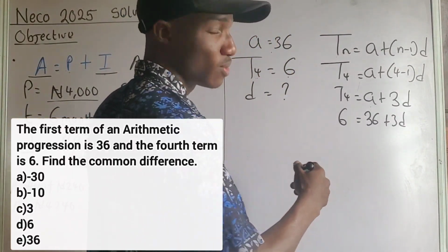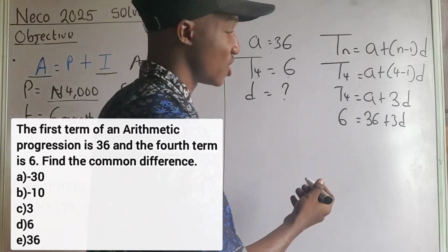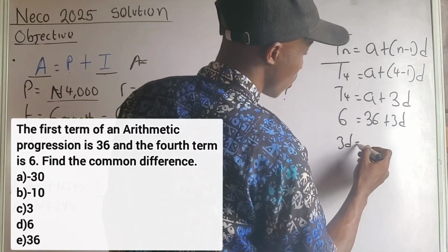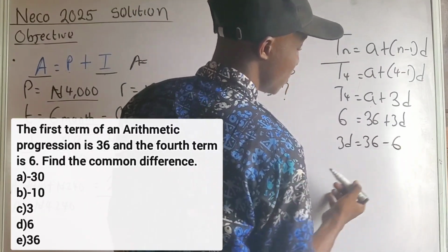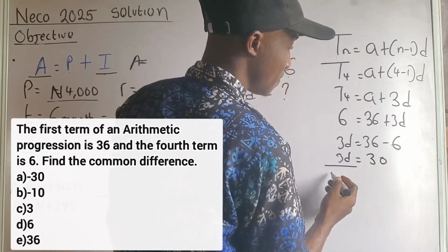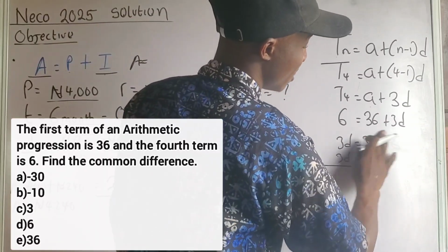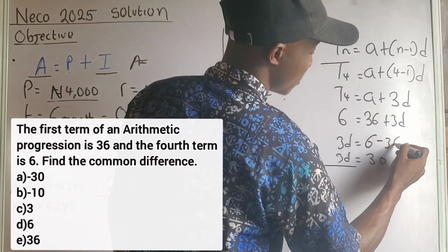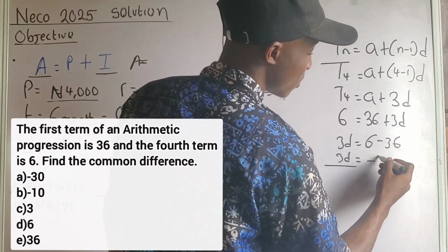To get the value of D, you have to make D the subject of the relation. So I'm going to have 3D equals 36 minus 6. So 3D equals 30. Divide both by... that will be 6 minus 36. So that is what? Minus 30.